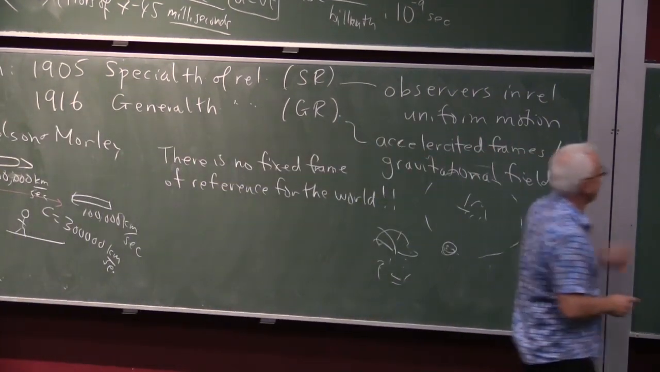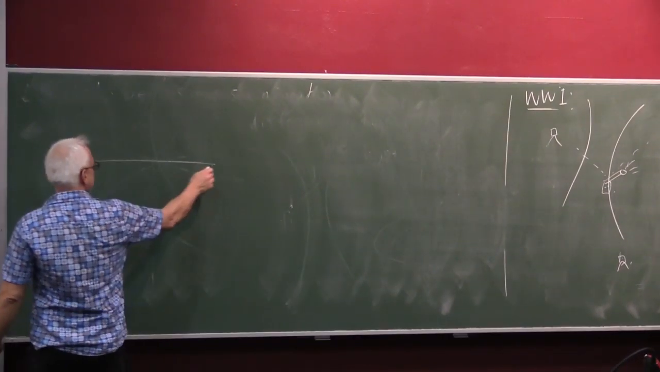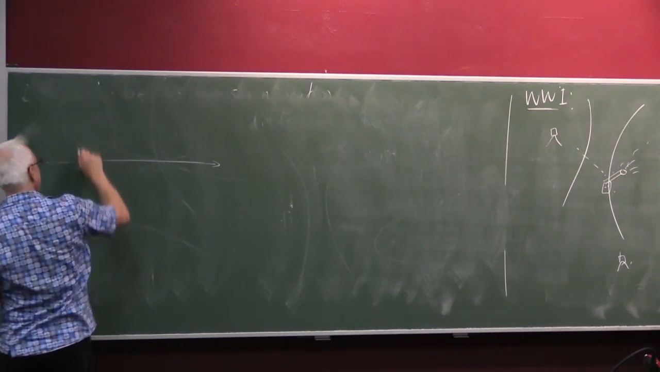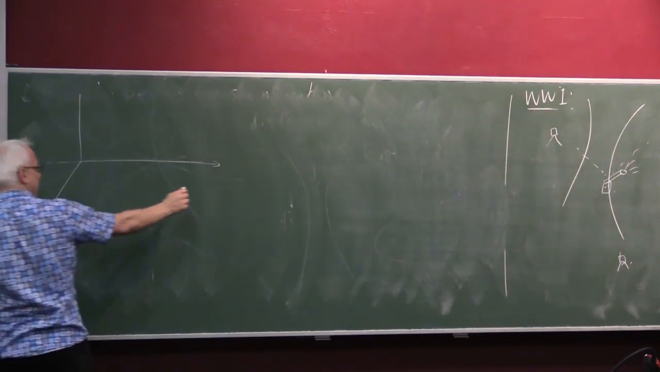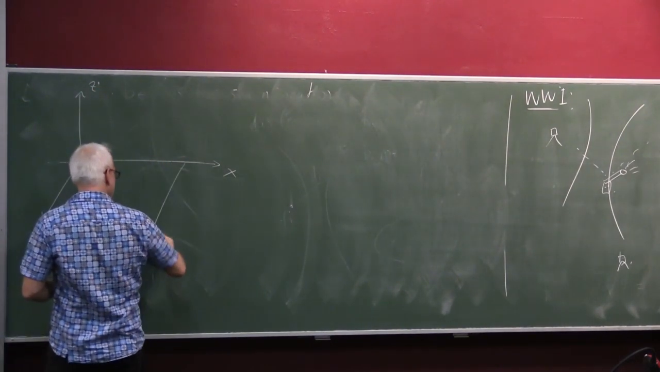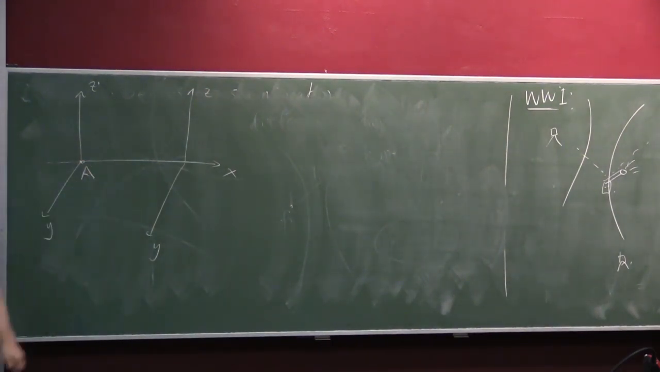Well, let's simplify things a little bit, and let's pretend we're in outer space somewhere, and we have some directions, maybe here's an x direction, and a y direction, z direction. Okay, this is from our point of view. Here we are at A, in maybe a little spaceship or something like this, and we sort of think, well, we're stationary. Okay, and here's our x-axis and our y-axis, our z-axis.